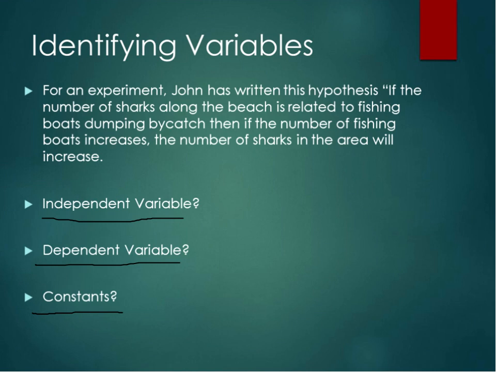So look at this up here. It says, for an experiment, John has written this hypothesis. If the number of sharks along the beach is related to fishing boats dumping bycatch, that just means dumping what they're not keeping, then if the number of fishing boats increases, the number of sharks in the area will increase. So I want you guys to tell me the independent variable, the dependent variable, and a couple constants.